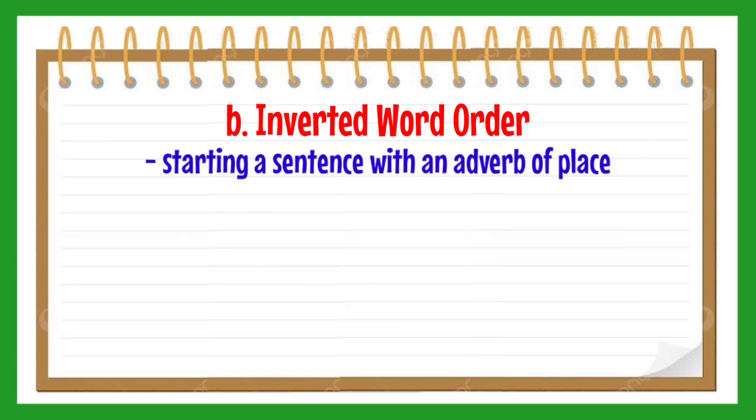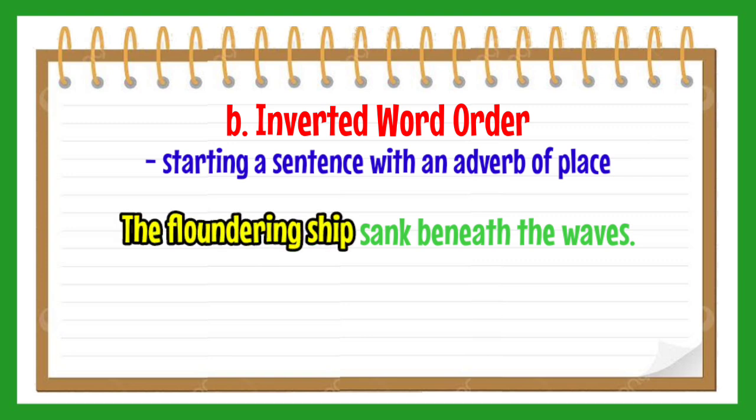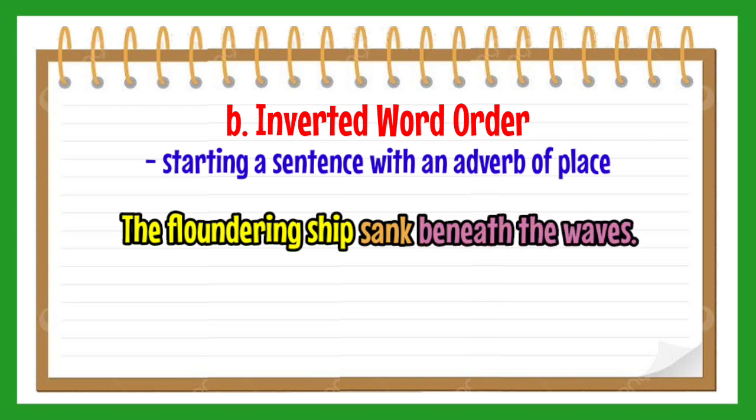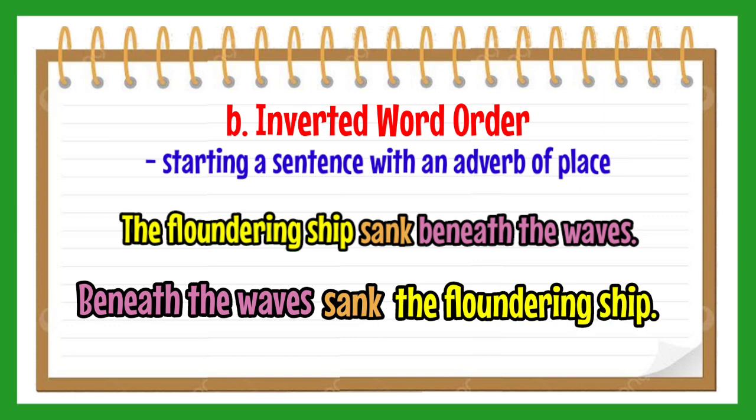Clear? Another example. The floundering ship sank beneath the waves. The complete subject in this sentence is, the floundering ship. The verb is sank, and the adverb of place is beneath the waves. How do we change it to an inverted word order? The same process. Write the adverb of place first, which is beneath the waves, then the verb, which is sank, and then the complete subject, which is the floundering ship. That means to say that its inverted form is, beneath the waves sank the floundering ship.